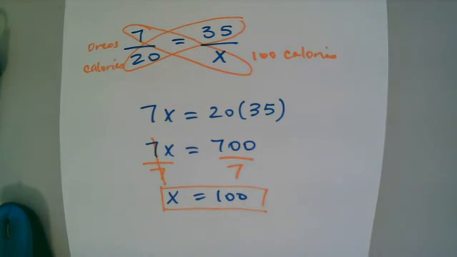Okay, so that is how you solve an unknown proportion. We cross multiply.